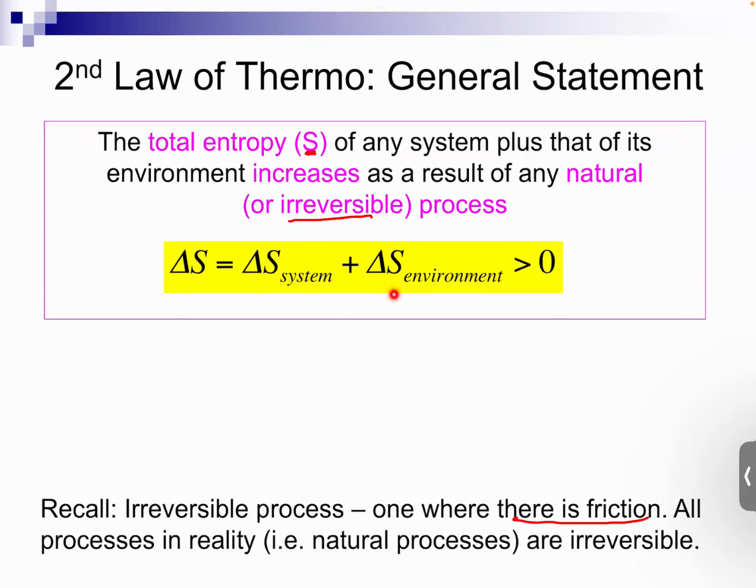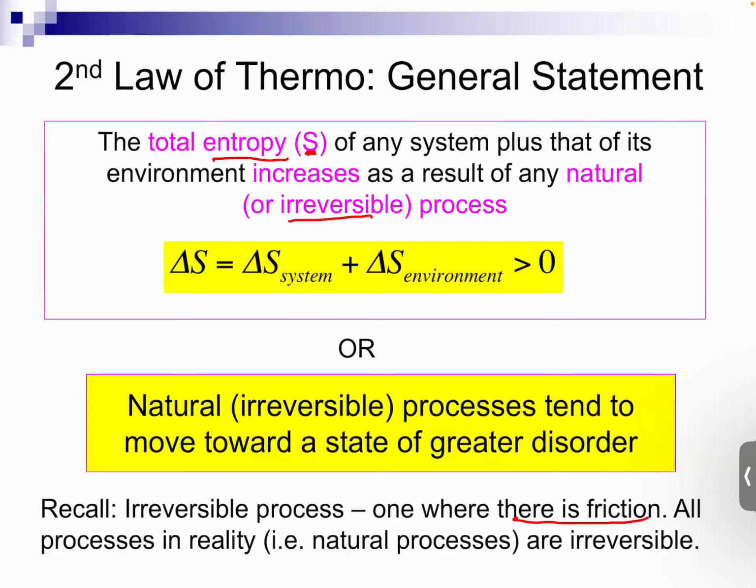In mathematical form, we can write that as the change in entropy of the system plus the change in entropy of the environment is greater than 0. We'll talk more about this equation later on. But you're probably wondering, what is entropy? It's a new term that we've encountered this semester. Maybe we'll have a better idea of what entropy is if I rewrite the general statement of the second law of thermodynamics in this form: natural or irreversible or real processes tend to move towards a state of greater disorder.